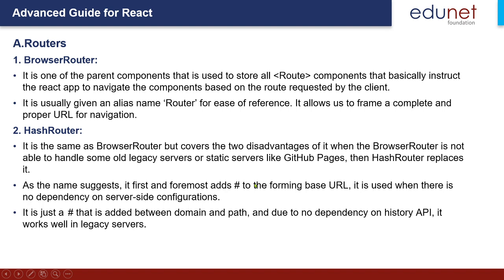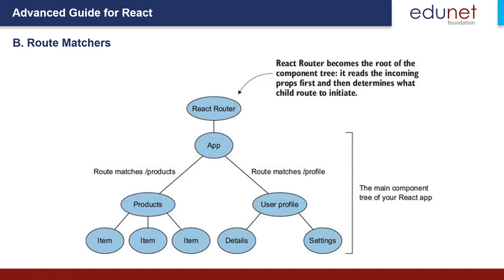And the hash router, it is the same as a browser router but covers the two disadvantages of it. When a browser router is not able to handle some old legacy server or a static server like GitHub Pages, then the hash router replaces it. As the name suggests, it first and foremost adds a hash to the base URL, and is used when there is no dependency on the server-side configuration.